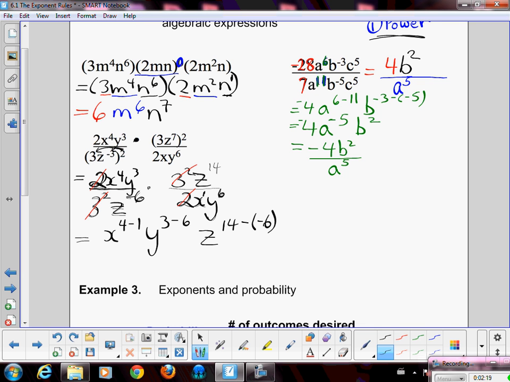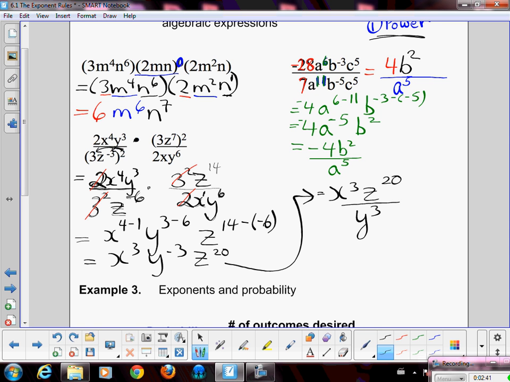Okay. So if I look at this, I have x cubed, y to the negative 3, and z to the 20th. Now one of those has a negative exponent, which is the y, so the y is going to go on the denominator of the answer.